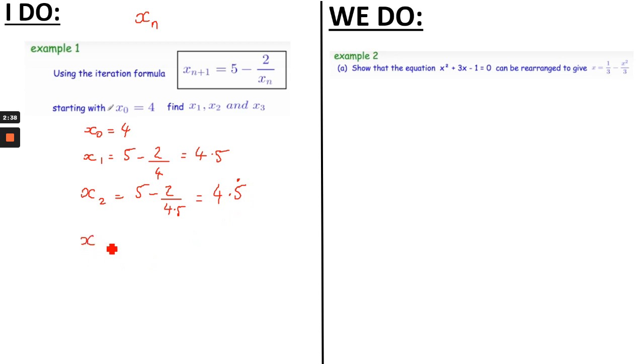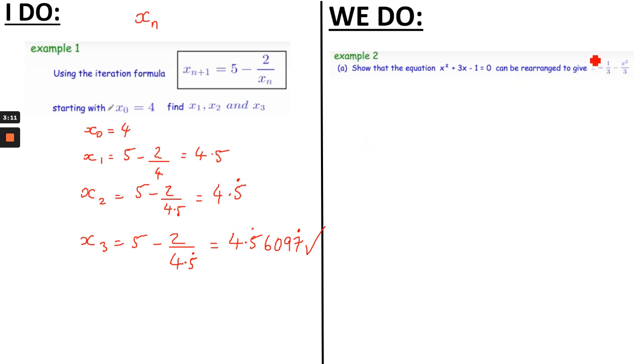Now the next number in the sequence is 5 minus 2 divided by the last number in the sequence, which is 4.5 recurring. You get the idea. An iterative process just means it's going again and again and again, and each time we're getting closer and closer to the actual answer for this solution. So that is how you do that. Now I've also uploaded a separate video which shows you how you do this quickly using your calculator. Okay, so it's well worth a watch.